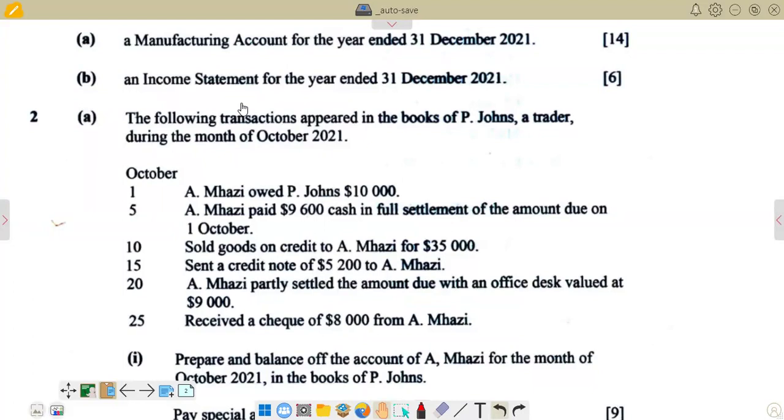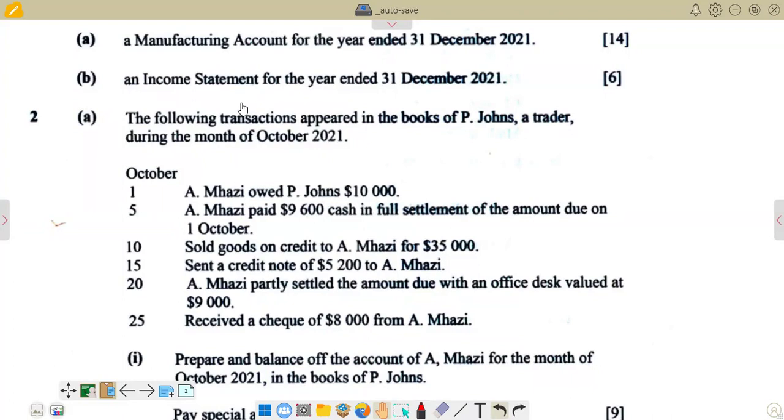In this video, we want to look at the recent question paper of June 2024. We're going to look at question 2.a on that paper, which is on the preparation of the debtors ledger. We are going to prepare a debtors account. So this is the question that we have, 2.a.